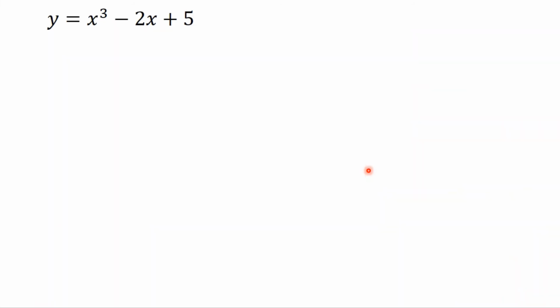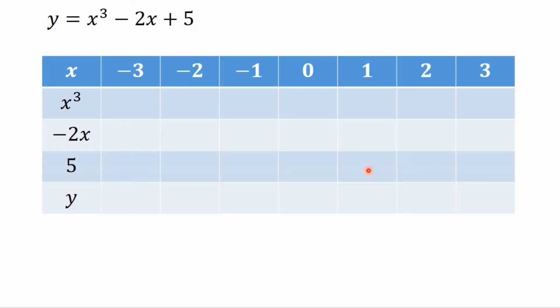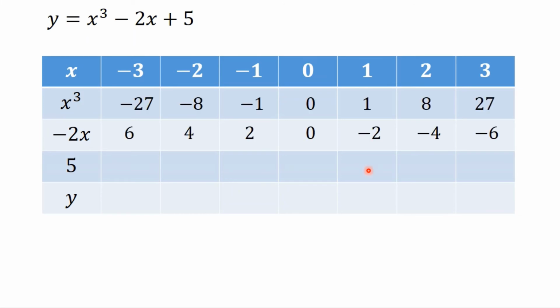Okay, so this is actually going to be the graph of y equals x cubed minus 2x plus 5. If I do this as a table, then I can again use my tip from last time and fill in the 3 rows separately and then add them all together. And we did most of this already. Then the 5 row is really boring because it's just 5, 5, 5, 5, 5. But again, I can add these rows up because y is x cubed plus negative 2x plus 5. So if I add all 3 of these numbers, then I get y.